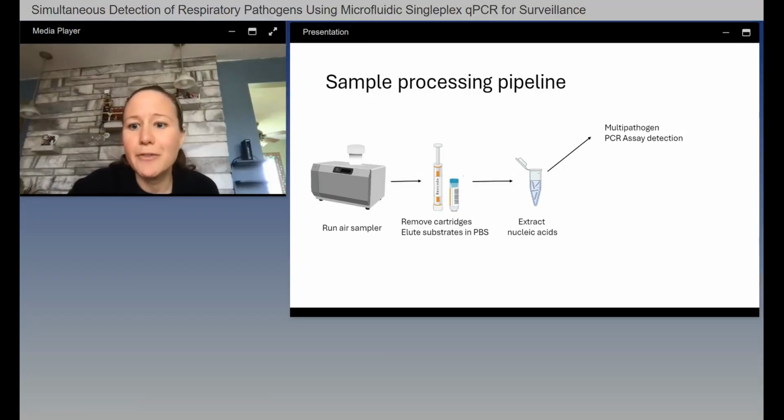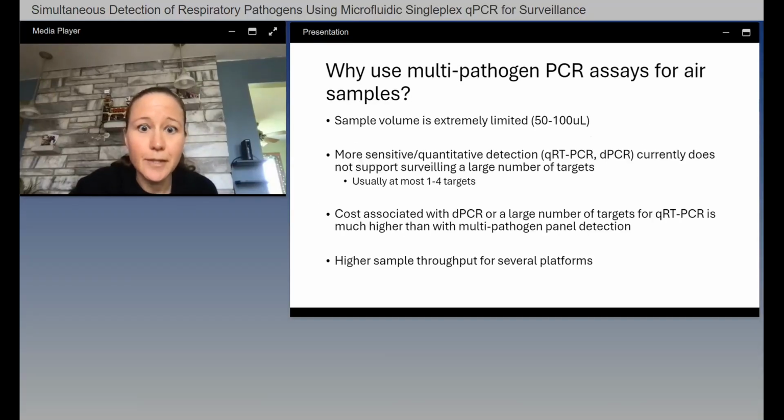Currently, we're using multi-pathogen PCR assay detection, but we've also performed metagenomics on these samples, as well as, when we first began, quantitative PCR, and now we're moving into digital PCR assays as well. So why should we use multi-pathogen PCR assays for air samples?